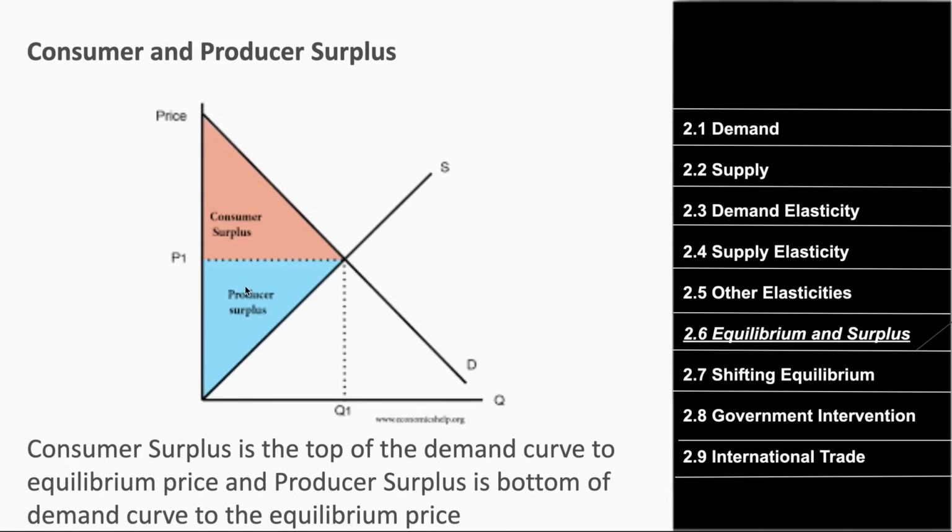Producer surplus is how much producers gain from selling at equilibrium. So the bottom of the supply curve, this is the minimum producers are willing to produce a product for.